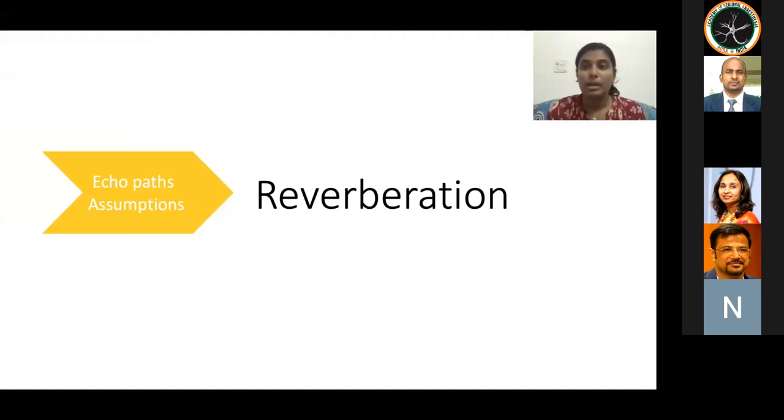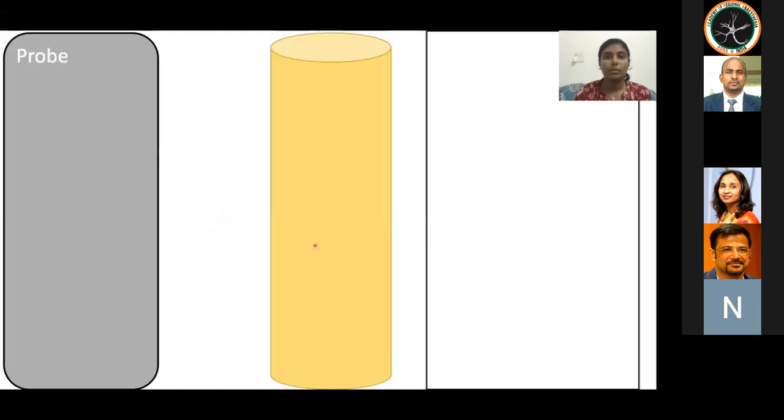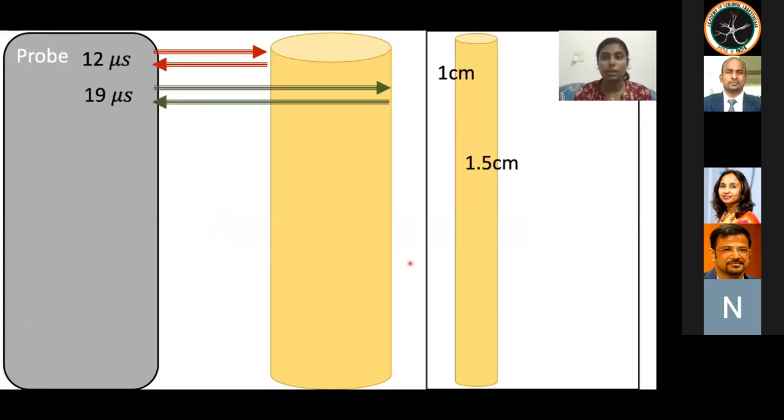Next artifact I'll be discussing is reverberation artifact, which is caused due to multiple echo paths. This is the probe. Assume this yellow cylinder as a lumen of the needle with anterior and posterior walls. Initially, few echoes hit the anterior and posterior wall of the needle and return back after single reflection at say 12 and 19 microseconds. This will form an image at the depth of 1 and 1.5 centimeter respectively. This is the actual image of the needle.